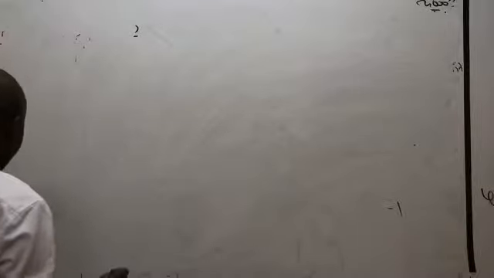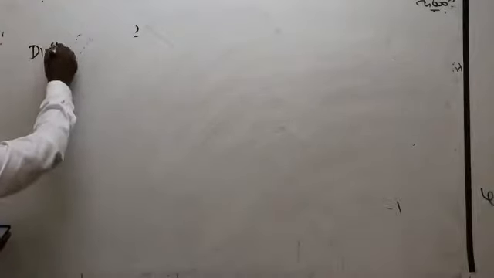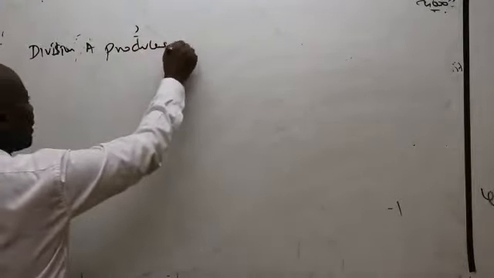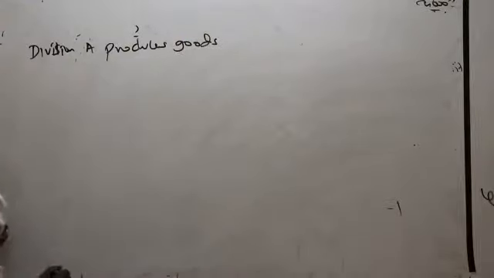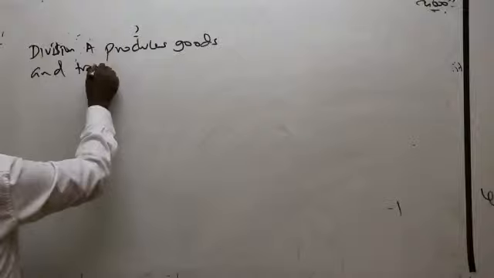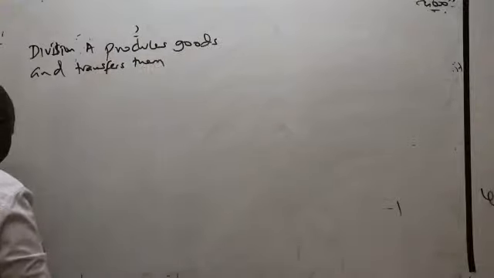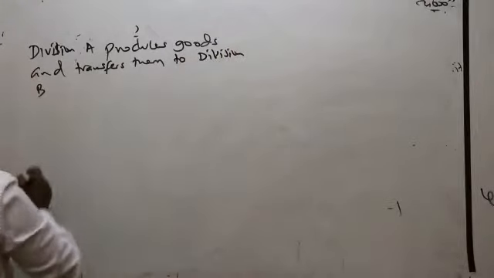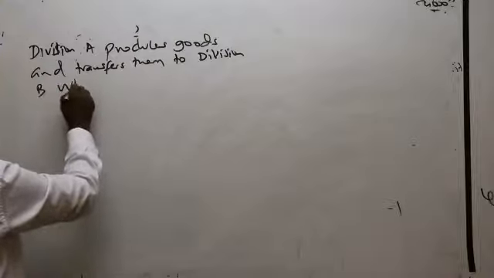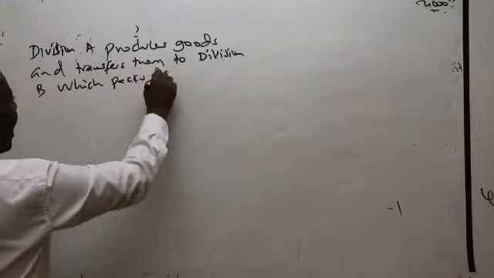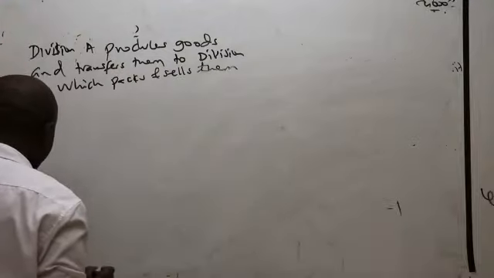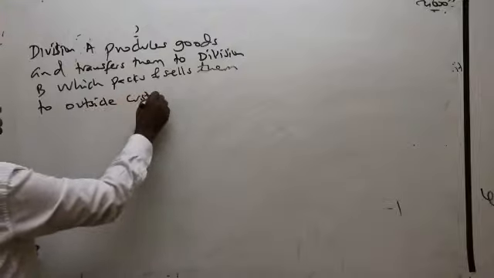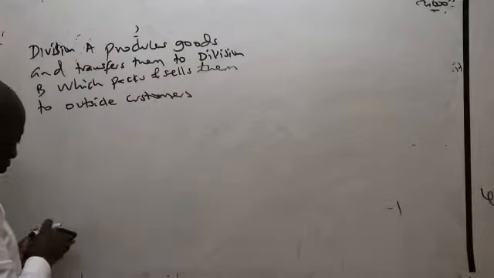Quite a good example. Illustration, division A. Division A produces goods, and it transfers them to division B, which packs and sells them to outside customers. Full stop.